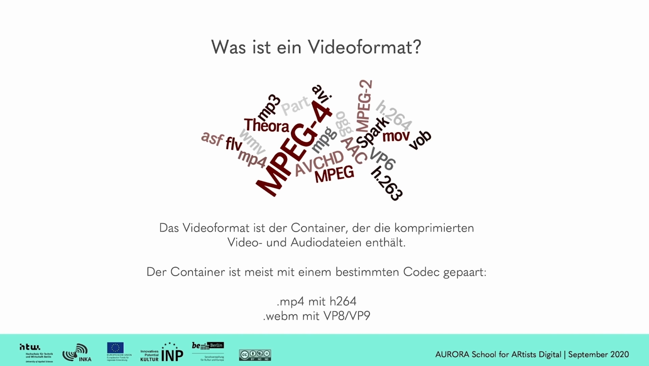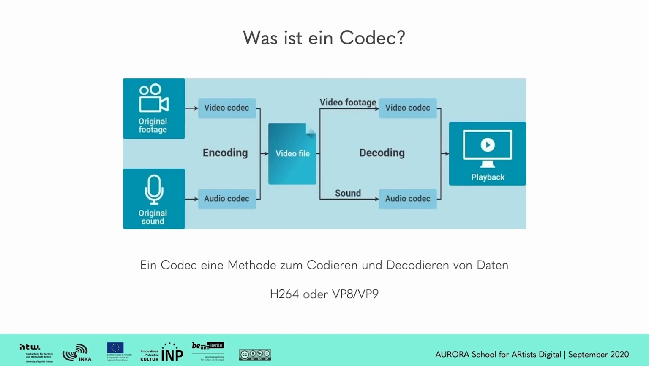What is a video format? The video format is also called a container and contains the compressed video and audio files. The type of format is recognized by the file extension: MOV, AVI, MP4, or WEBM, and the container is usually paired with a specific codec. MP4 with H.264 or the format with the codec VP8 or VP9. What is a codec? A codec is a method for encoding and decoding data. The choice of the right codec depends on several factors, such as file size or output quality.